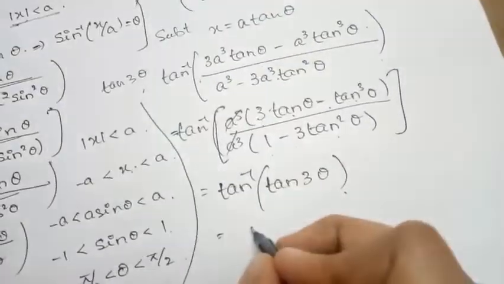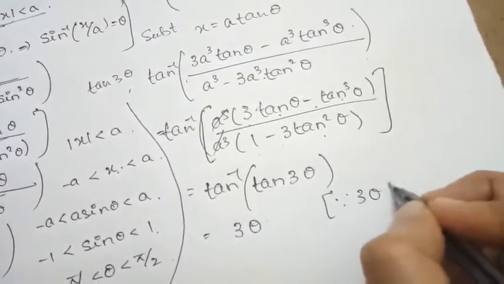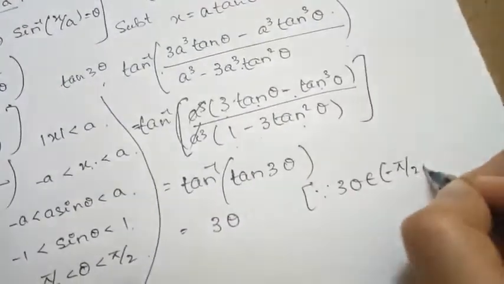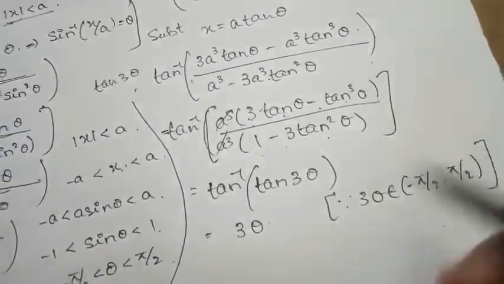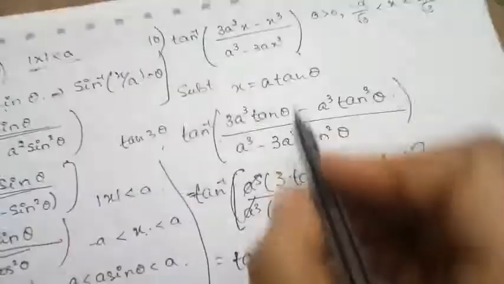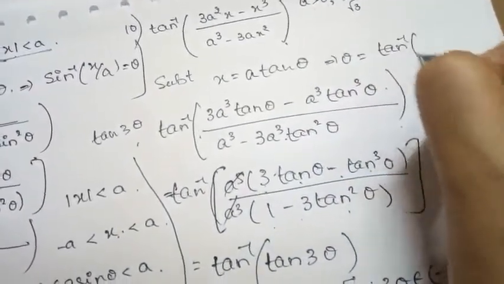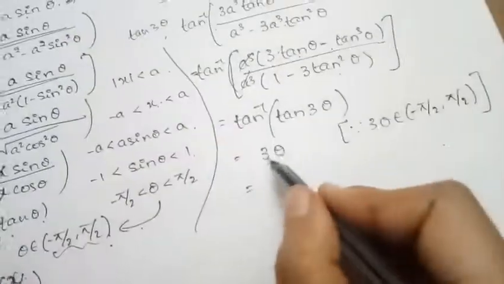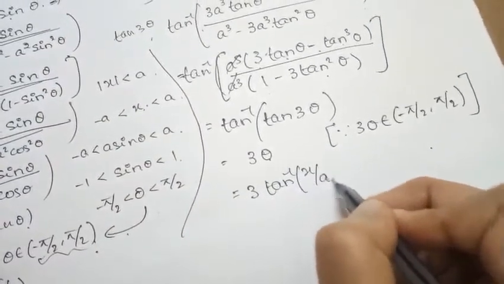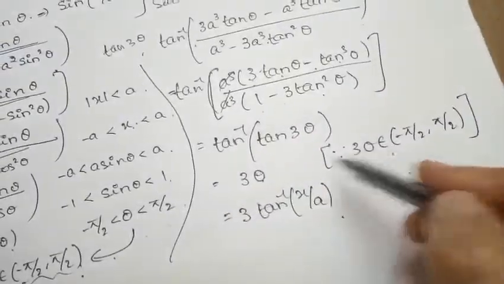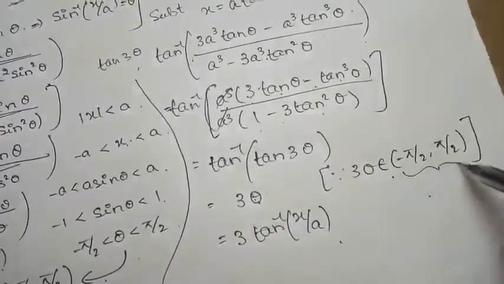So tan inverse of tan 3 theta is equal to 3 theta only when 3 theta belongs to minus pi by 2 to plus pi by 2. So we need to check this one. Let us check it later. So what is theta here? Here theta implies tan inverse of x by a. So 3 theta is nothing but 3 tan inverse of x by a. Now let us check whether the 3 theta is coming within this principal value branch or not.